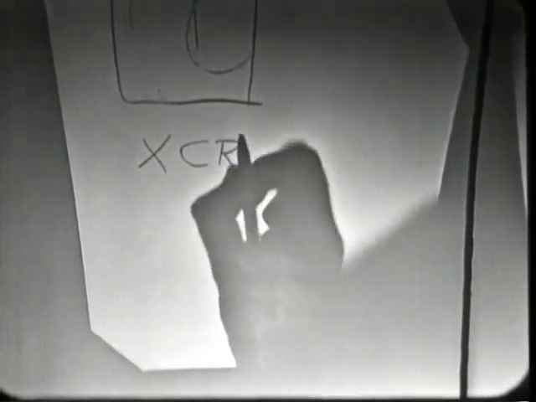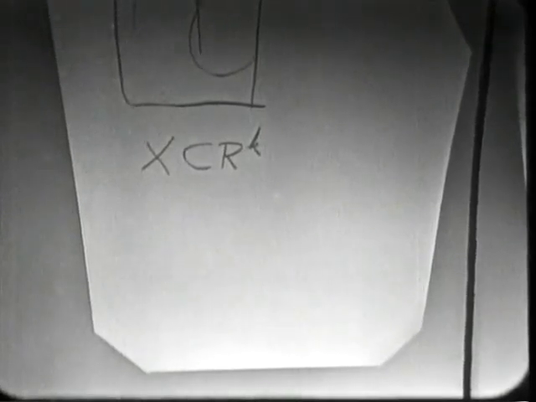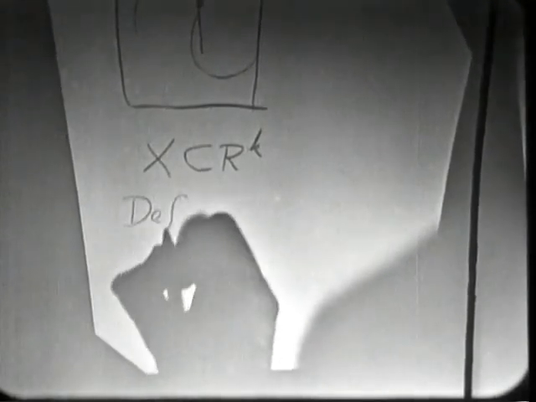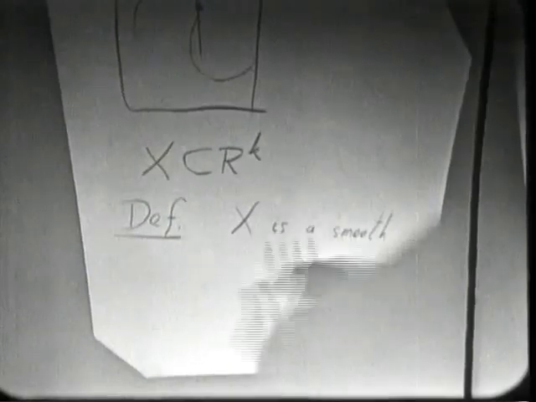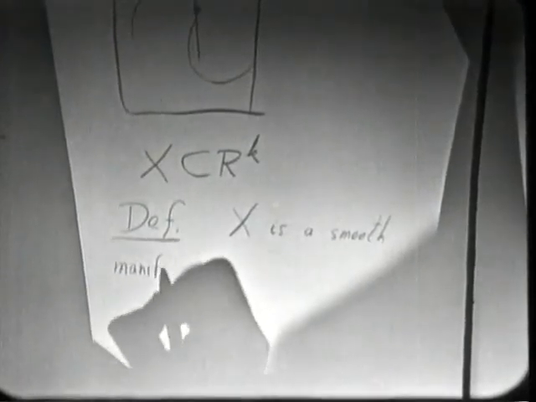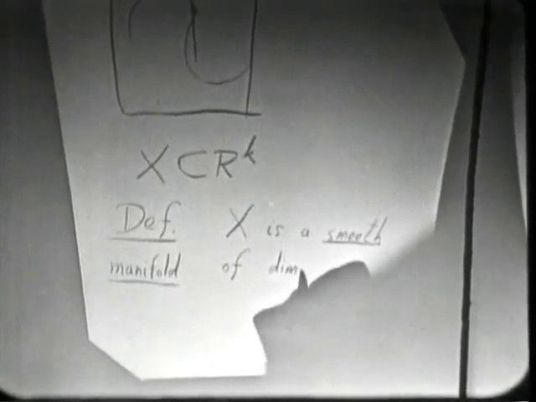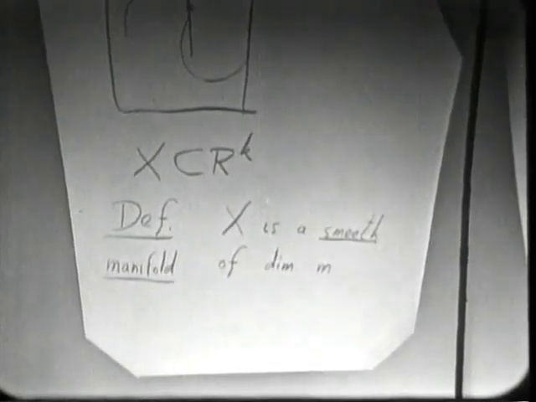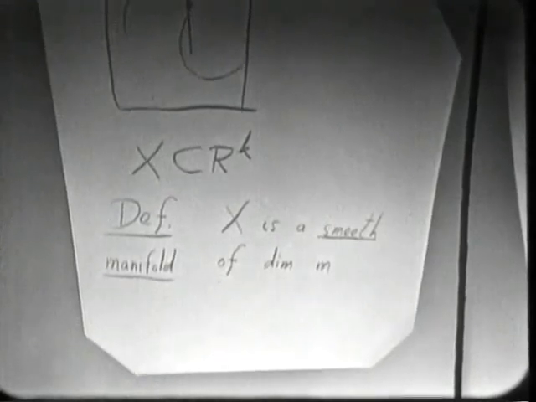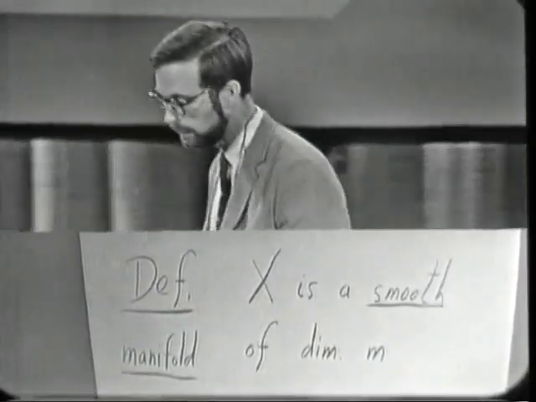And the good definition turns out to be the following. Again, I consider a set X in Rk. I want to know what it means for X to be a smooth manifold of dimension m. So the definition is the following. X is a smooth manifold of dimension m, or sometimes one says simply that it's a smooth m-manifold, if locally it looks like the Euclidean space Rm. And looks like is to be interpreted in the sense of our category, smooth mappings.